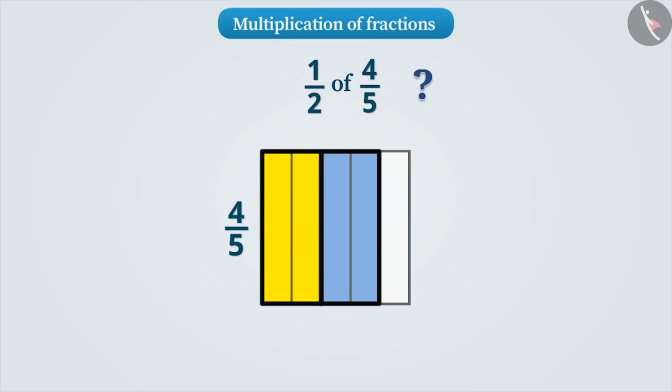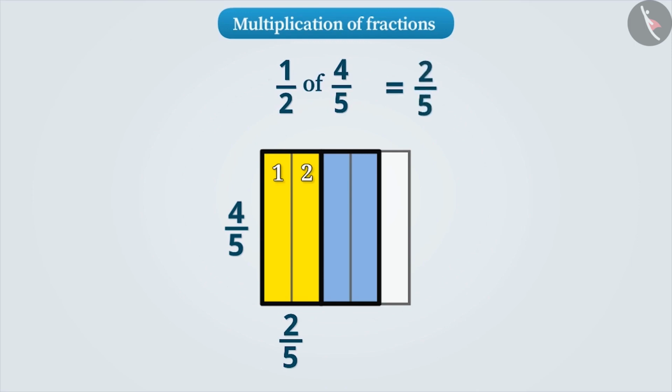If we observe, this part is made up of 2 parts out of all the 5 parts of the whole number. Hence, it can be expressed as 2/5. Therefore, we can say that half of 4 by 5 is equal to 2 by 5.